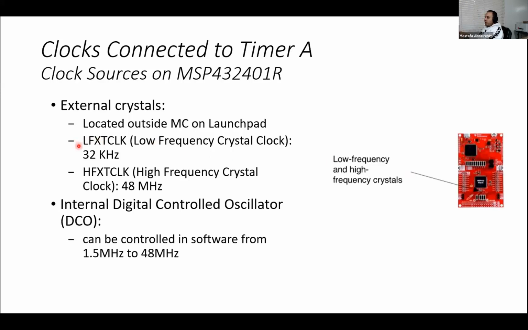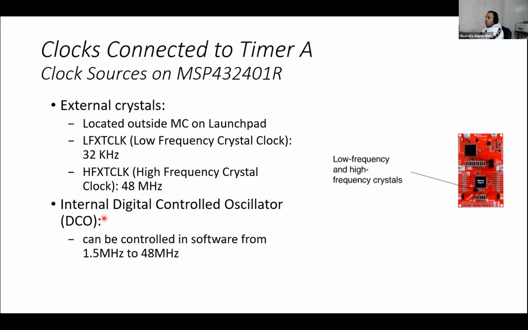One generates a low frequency crystal, 32 kilohertz. The other one is a high frequency crystal, which generates 48 megahertz. This is kilo, this is mega. And those are located outside. Here is the microcontroller, and they are outside the microcontroller.